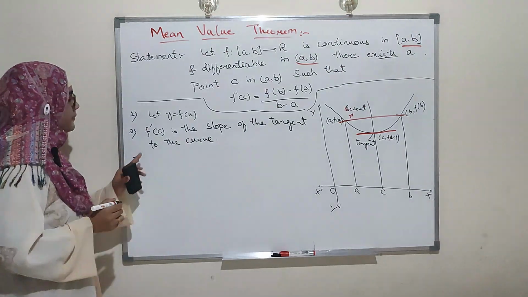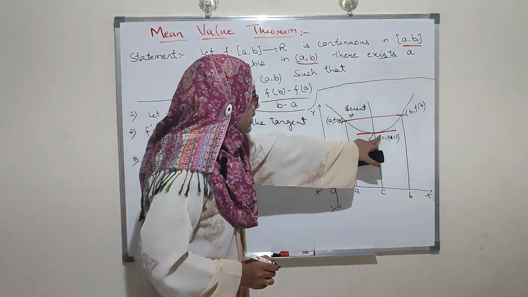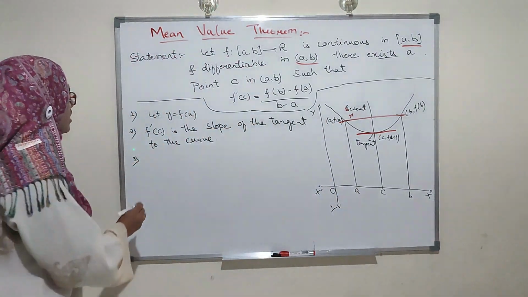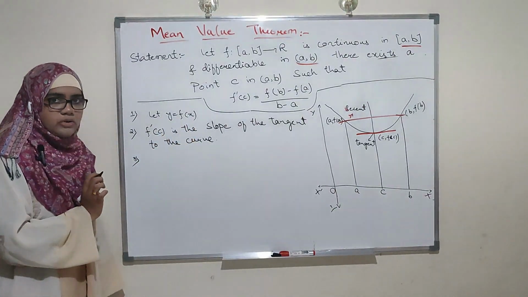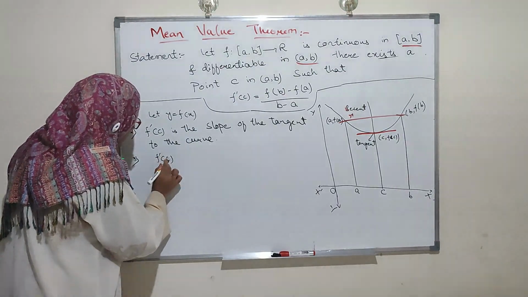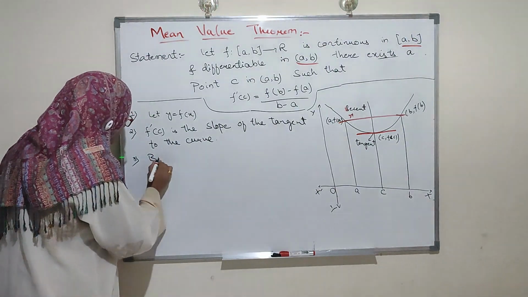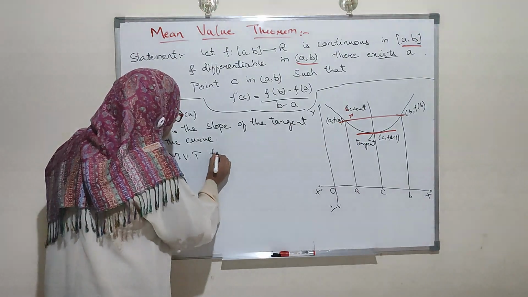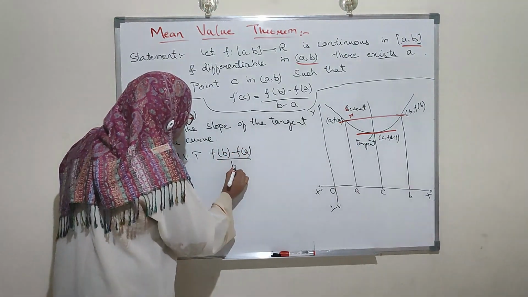Now third point. So f dash of c is here. This is called f dash of c. This is the slope of the tangent. y is f of x, and now write third point. By the mean value theorem, we know that f dash of c is nothing but f of b minus f of a divided by b minus a.